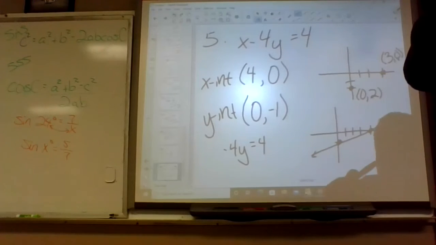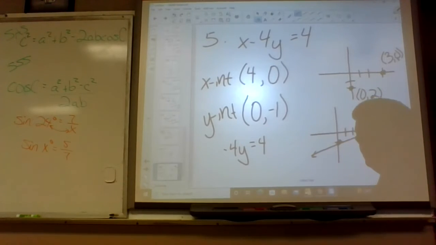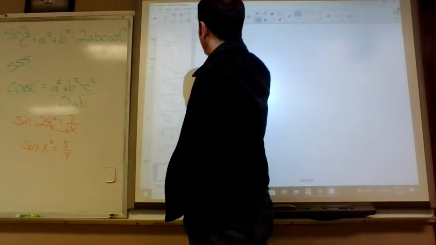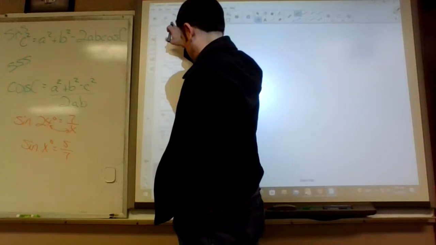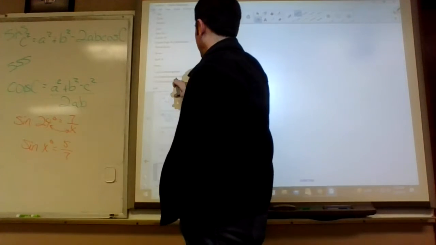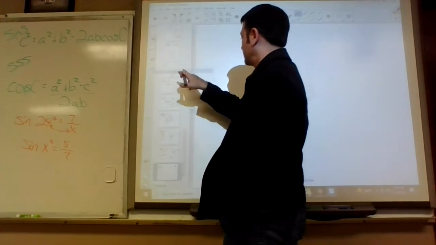On number 6, I will warn you the x-intercept is a fraction. So you just got to kind of let that happen. Number 7, how do we find, actually I probably better go to the graphs for this one. How do we find the slope of a graph?